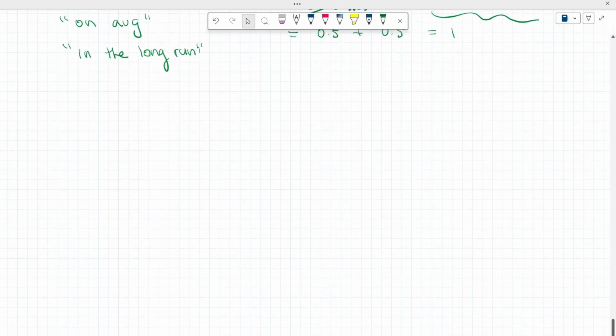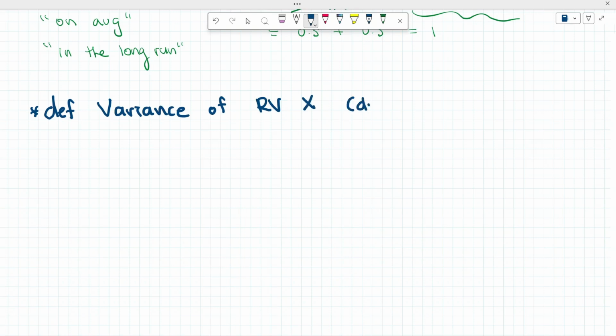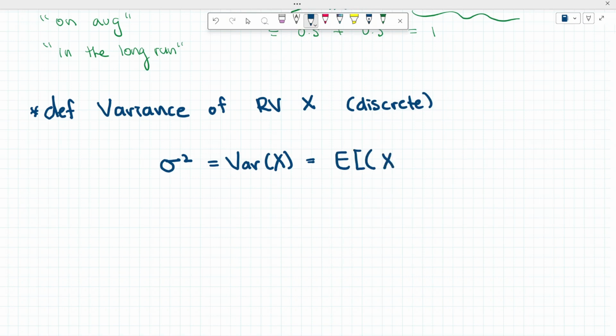So we have the variance. Definition: we want the variance of our random variable x, and again, we're saying that x is discrete. This is given by sigma squared, which can also be written as Var(x), and this equals the expected value of the difference between our random variable minus its average, all squared.